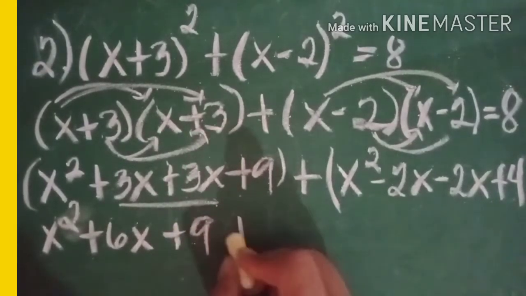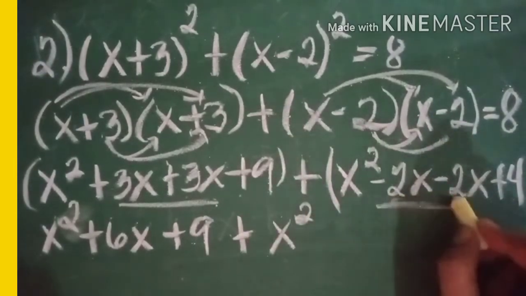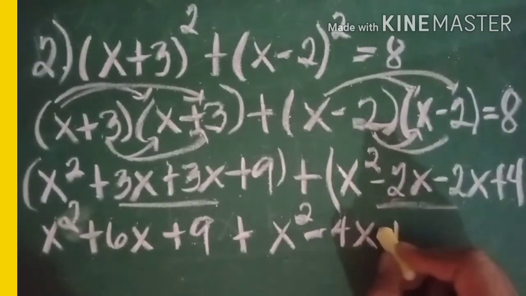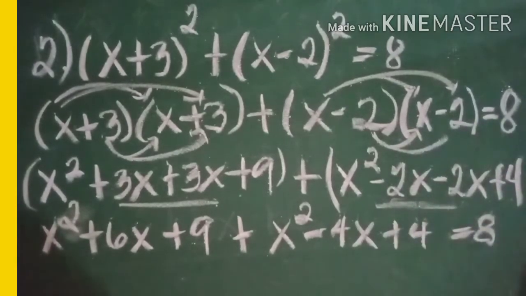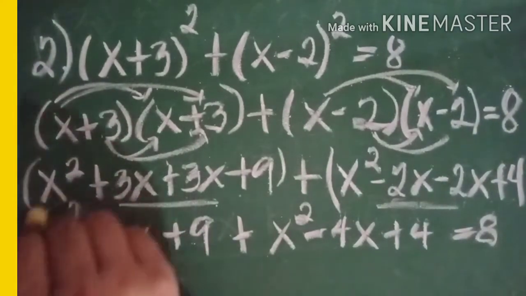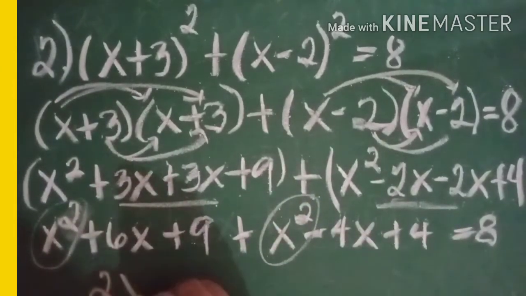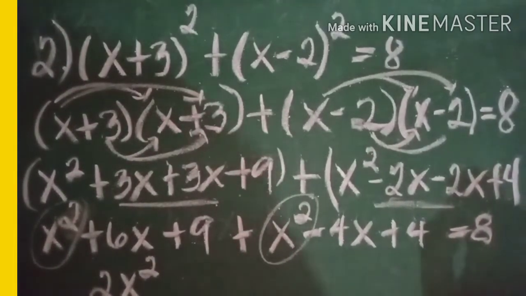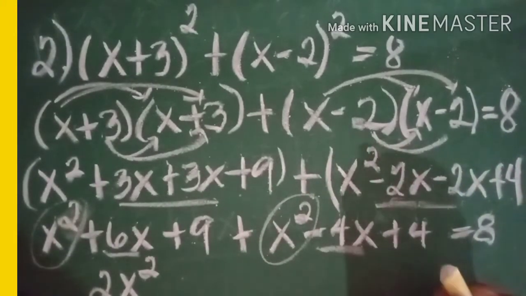Next, plus, i-rewrite natin yung x squared and then negative 2x plus negative 2x is negative 4x plus 4 and then equal sa 8. And then, simplify. We combine like terms. We combine x squared. So, now we have x squared plus x squared is 2x squared. And then, we also combine 6x and negative 4x.